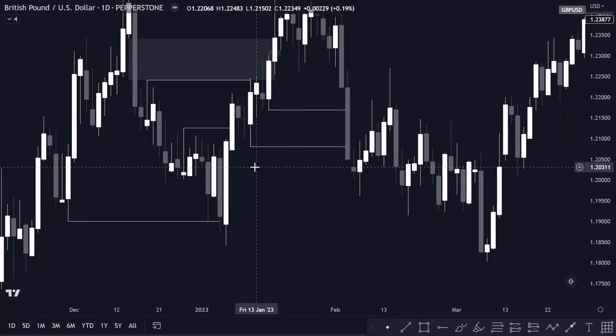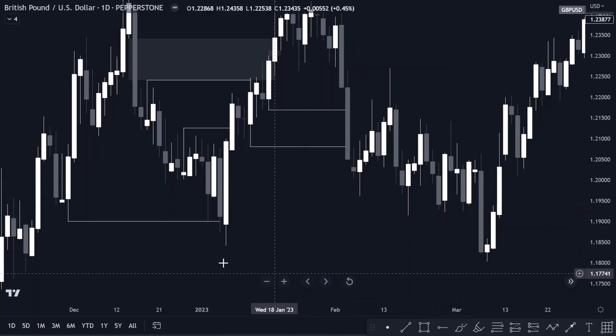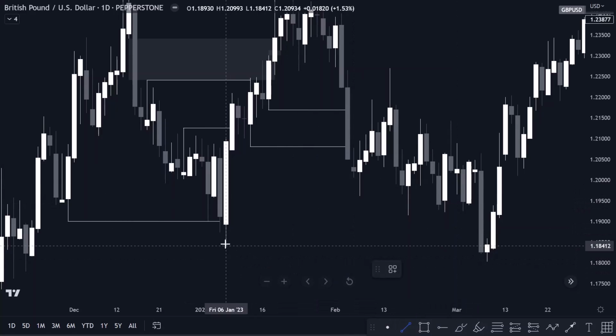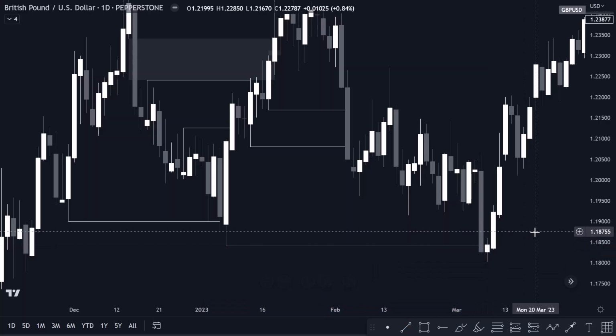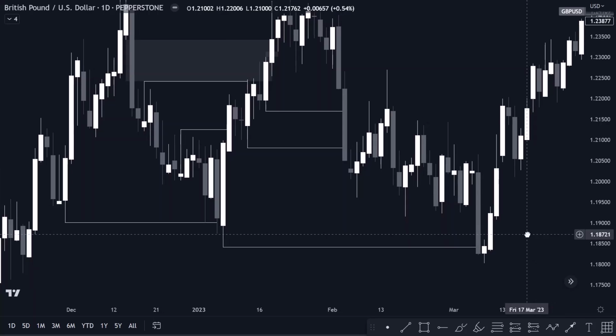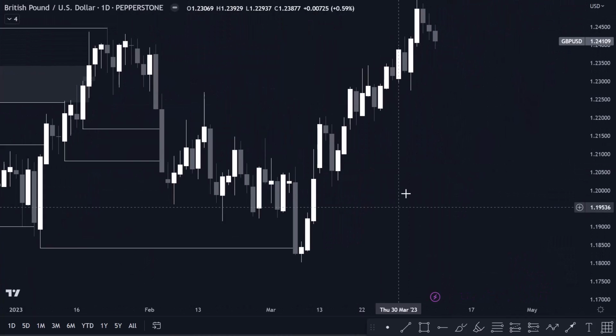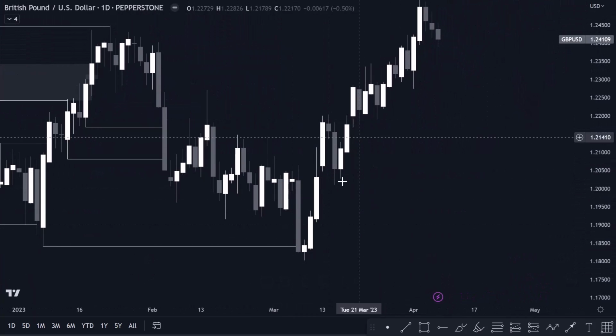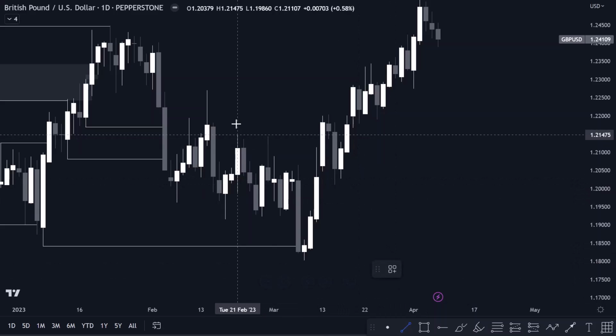Now I'm not gonna give up on my bias until there's a sweep. So we do have some sweeps here, but we can see that okay, price goes up. Maybe I'm bullish here, but then price goes down again. Takes this liquidity right here, this main one. See, price goes back to the range immediately. Now, what does that mean? I'm more bullish.